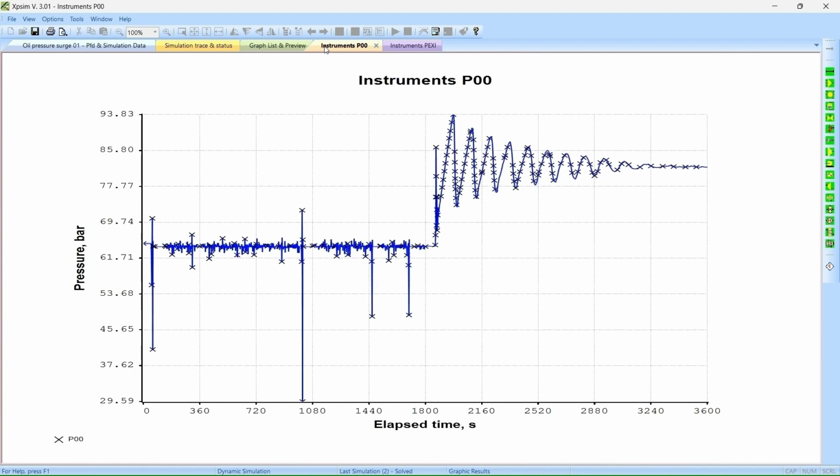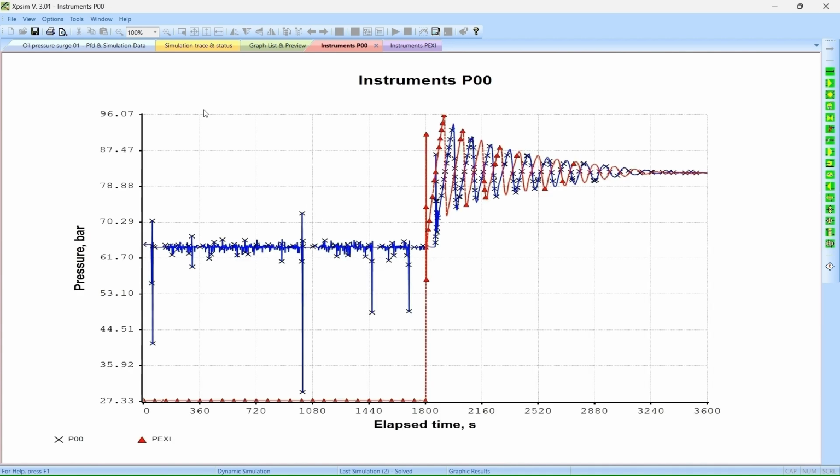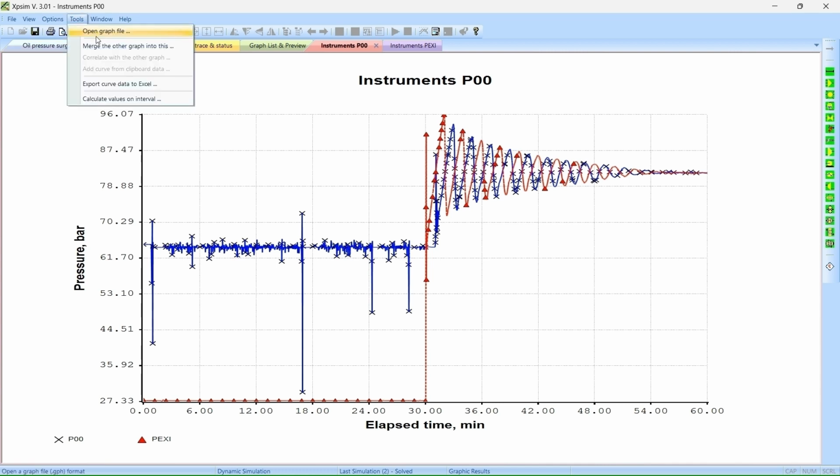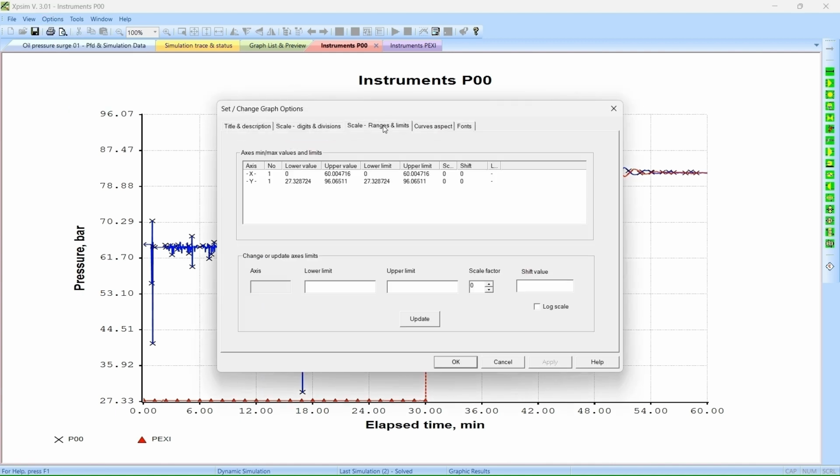Using the P00 instrument graph as starting point, the PEXI pressure graph is embedded using one of the numerous customization functions. Now the time axis unit of measure is changed from seconds to minutes. Finally, the range of the x-axis is reduced from 1 hour interval to the interval 28 to 60 minutes.